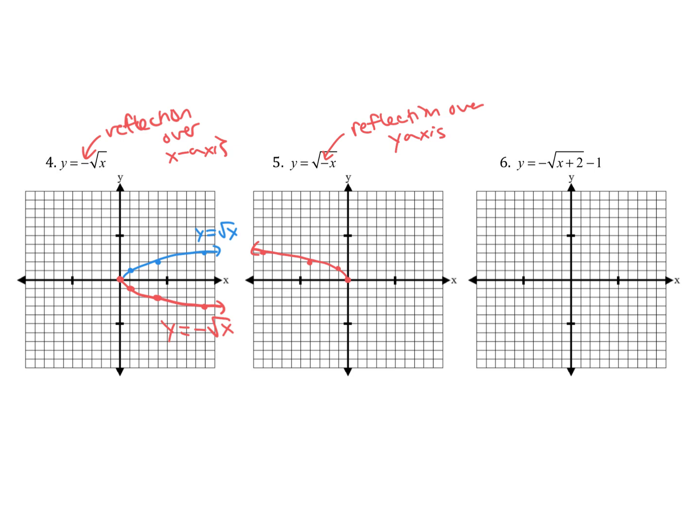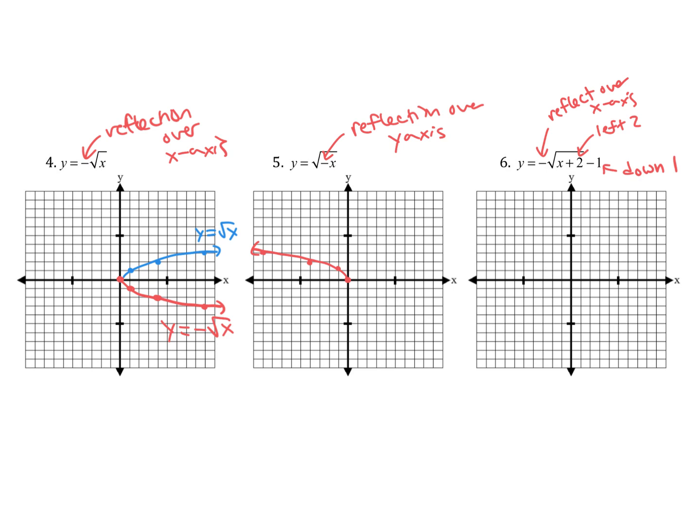This next one is reflecting over the x-axis. And we are shifting. We have a horizontal translation. Remember that +2 is opposite land. It's going to go left 2, and then the -1 is going to take it down 1.